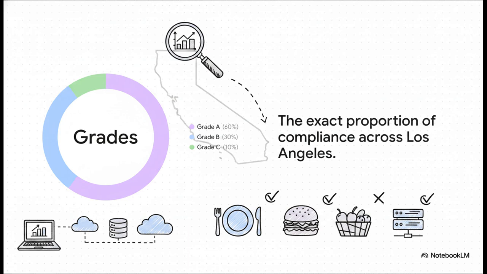Now, what's really interesting about this slide is how a simple visualization totally transforms our understanding of the city's health landscape. With a clean donut chart mapping out Grade A, Grade B, and Grade C restaurants, Samantha can instantly see the exact proportion of compliance across Los Angeles. Instead of scrolling through 50,000 rows in Excel, she knows immediately if the city has a high volume of C-grade, high-risk restaurants that require immediate intervention. It's a real game changer.